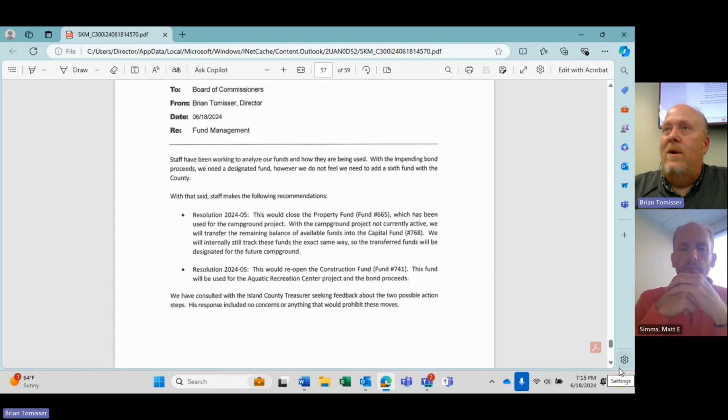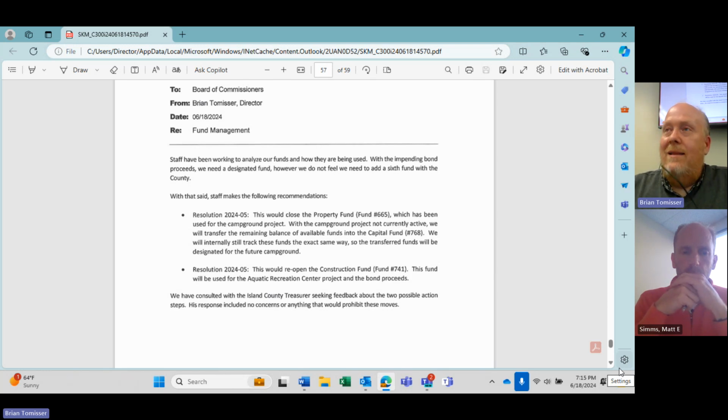We're just moving them out of one fund into another that's got bandwidth for it. So in Carrie's computer, it'll still stay in the same spot. She'll know right where it's at. And then along with that, we have a previously open fund, which was a construction fund. This fund was closed back in 2013. And what we're proposing is to reopen that fund and make that the dedicated fund for the Aquatic Recreation Center.